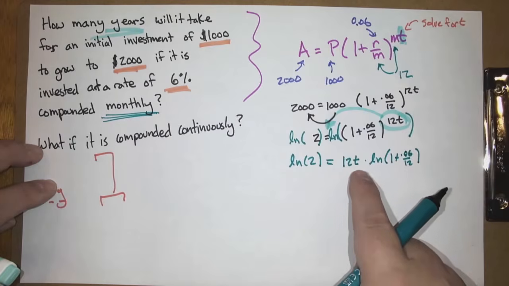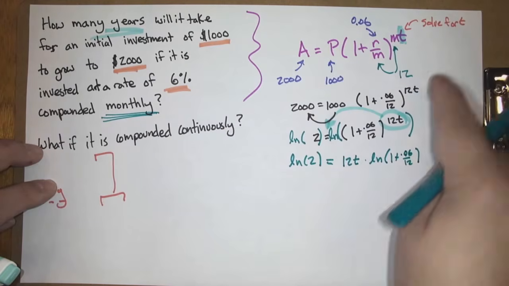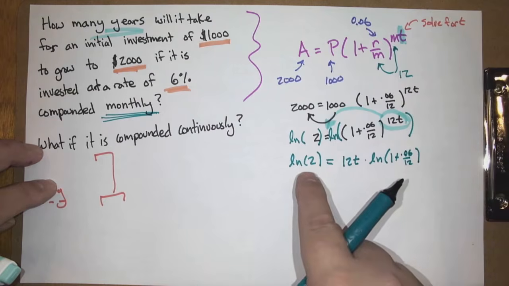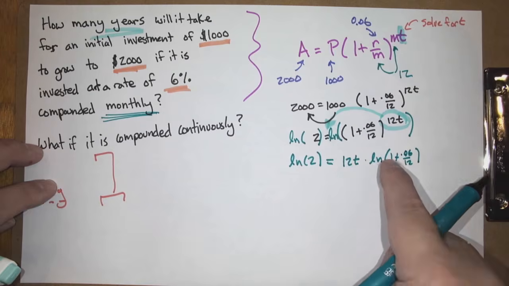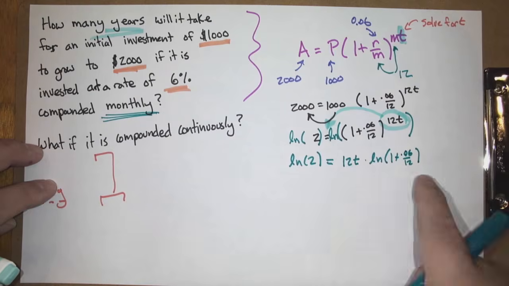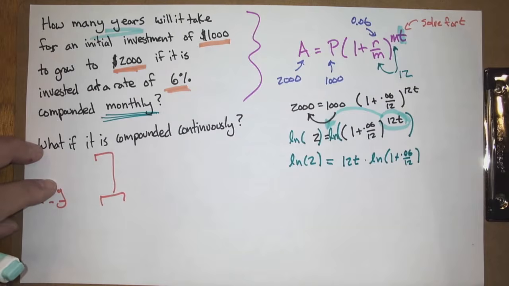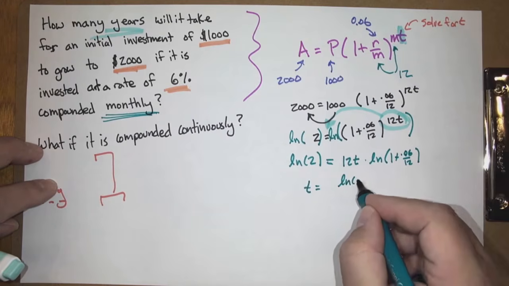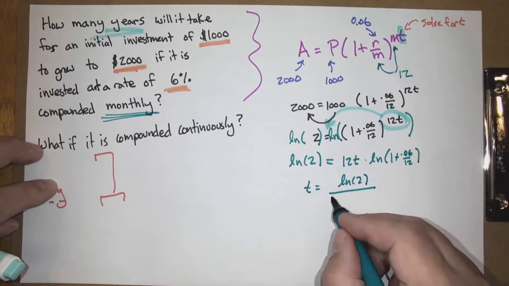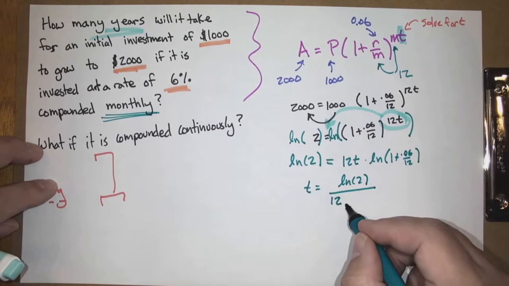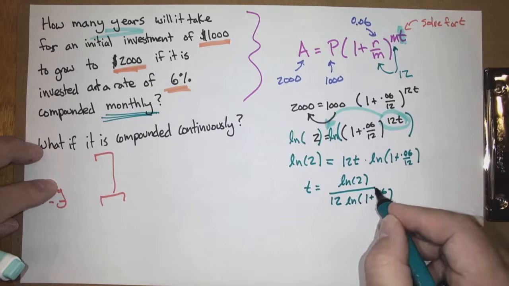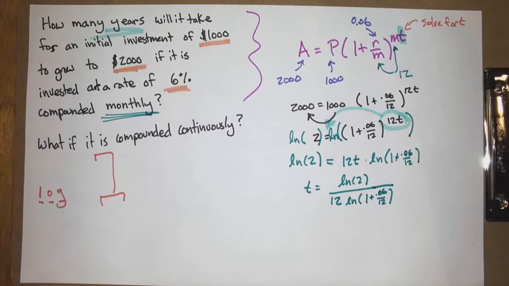And now we are almost done, because our goal was to solve for t. There's one single t. It's no longer upstairs, so that's good news. And it's just this number equals a number times t times a number. Now, okay, sure, there's some messy numbers, but that's when we get to use our calculators. So we solve for t. So t will be what? Log of 2, that's the upstairs, divide by 12 times log of 1 plus 0.06 over 12. So that's our computation.